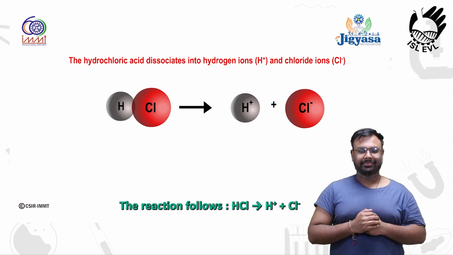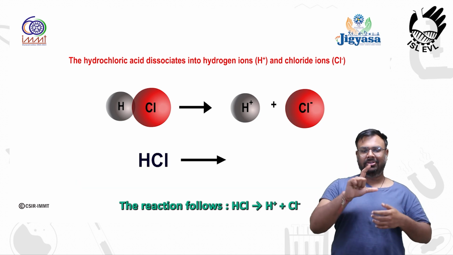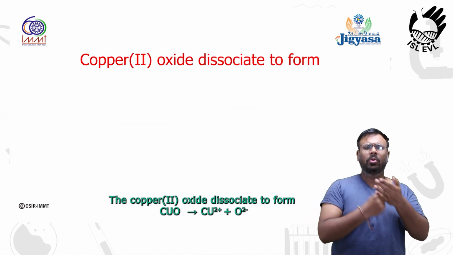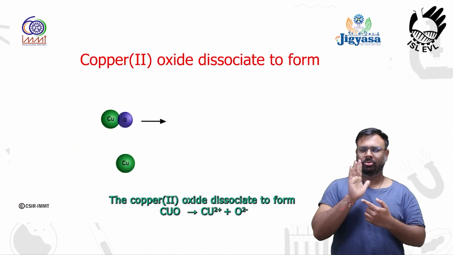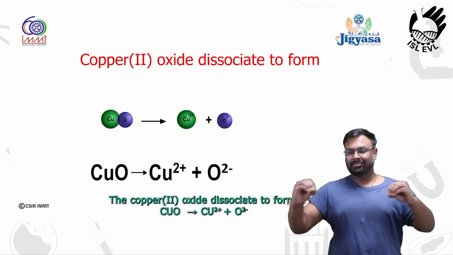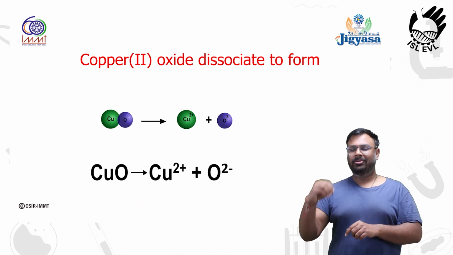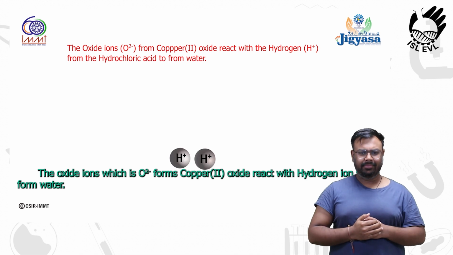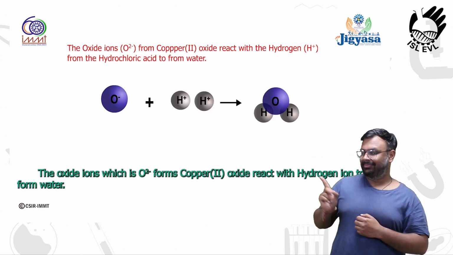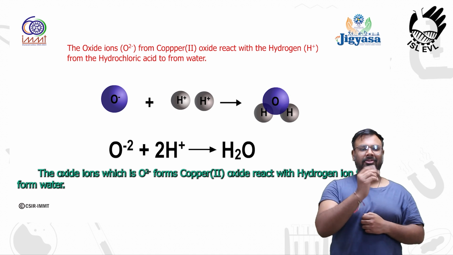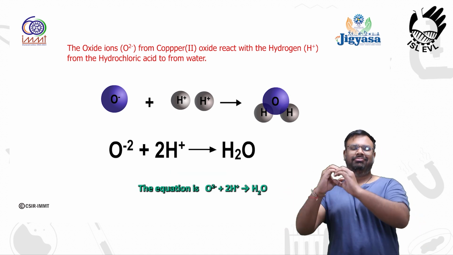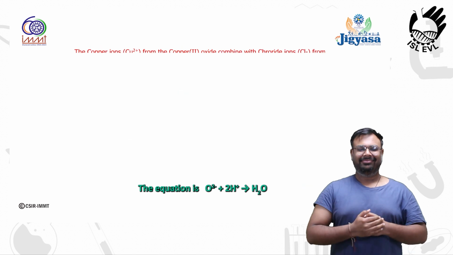And the reaction follows. HCl gives rise to H+ and Cl-, and the copper oxide dissociates: CuO gives rise to Cu2+ and O2-. Then the oxide ion, O2-, reacts with hydrogen ions to form water, and the equation is O2- plus 2H+ gives rise to H2O.